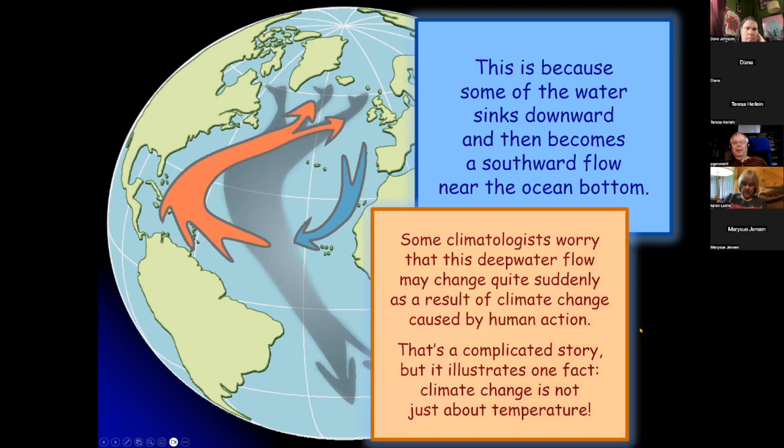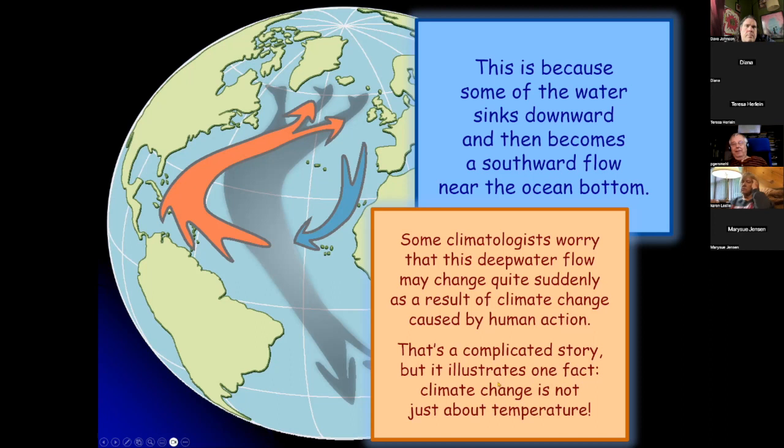And some climatologists are just worried that this whole system, when and if it breaks down, will do so very suddenly. It is probably the single biggest worry of climatologists. And it illustrates one fact. From a climate scientist point of view, climate change is not about temperature. It's not about hot days. It's not about fires in Hawaii. It's about the possibility that we're messing with the circulation system of the ocean and we don't understand it real well.